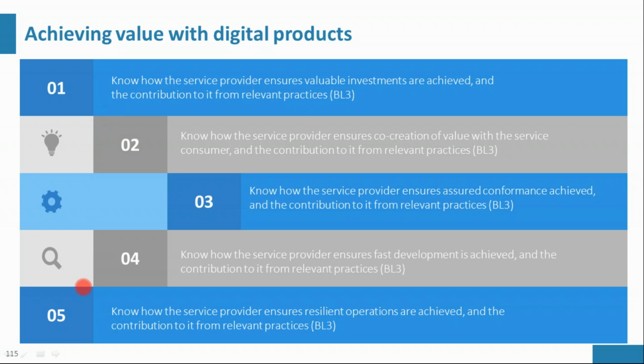So there are 5 entries here, and these are related to the 5 objectives of valuable investments, co-creation of value, assured conformance, fast development, and resilient operations. And we are going to understand how the service provider can ensure these 5 objectives and how the practices work with them. Now we're going to cover the practices in totally different sections rather than mixing it up here. So we're going to focus more on the techniques to achieve these 5 objectives.